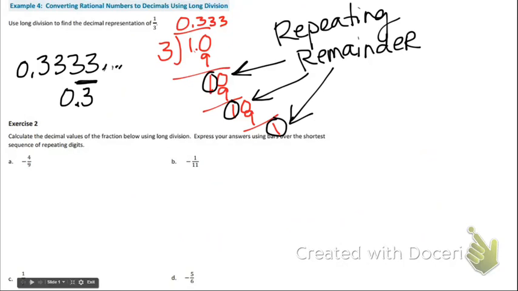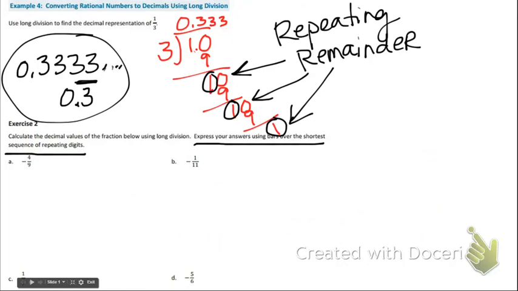All right, so exercise 2: calculate the decimal values of the fractions below using long division. Express your answers using the bars over the shortest sequence of repeating digits. In this case, with the 1/3, that shortest sequence was just the 3. That may differ in these other examples. So go ahead and do that, and come on back, and we'll see what you got.